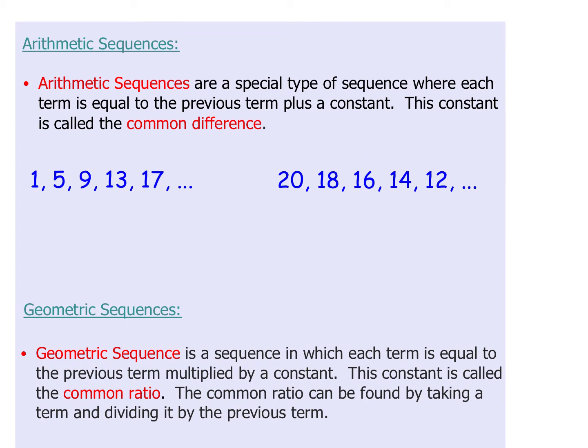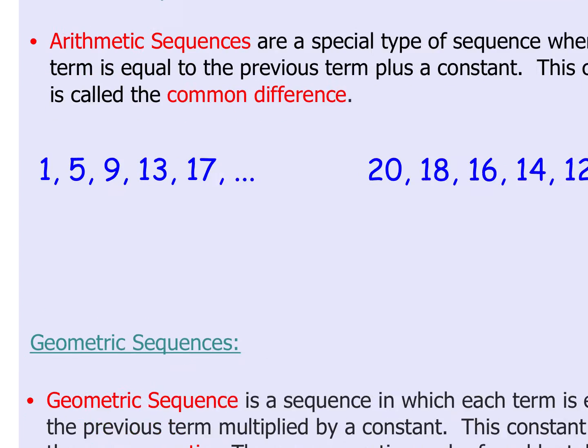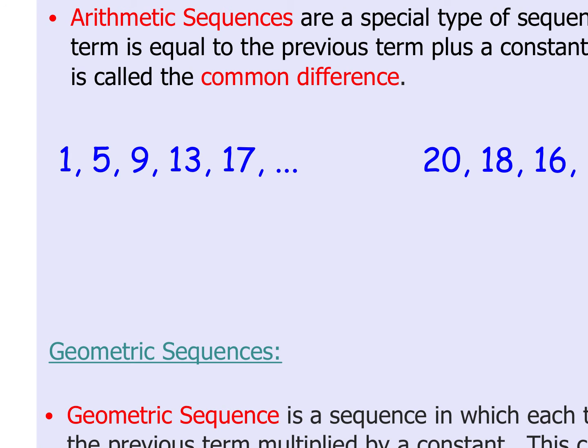Arithmetic is a special type of sequence where each term is equal to the previous term plus a constant. You know that number we keep adding? It's called the constant. And it's called the common difference. I almost wish they called it a constant difference. But the common difference, 4, is the common difference here.